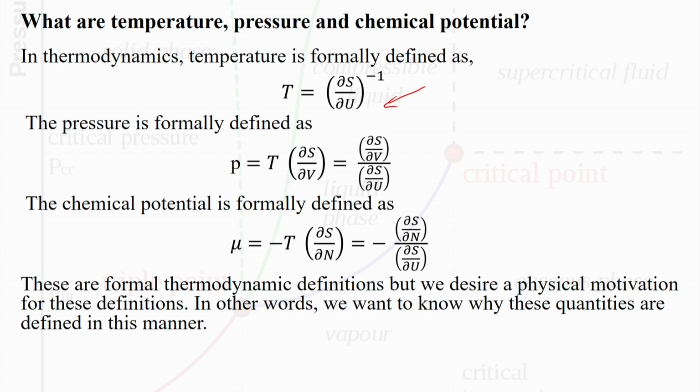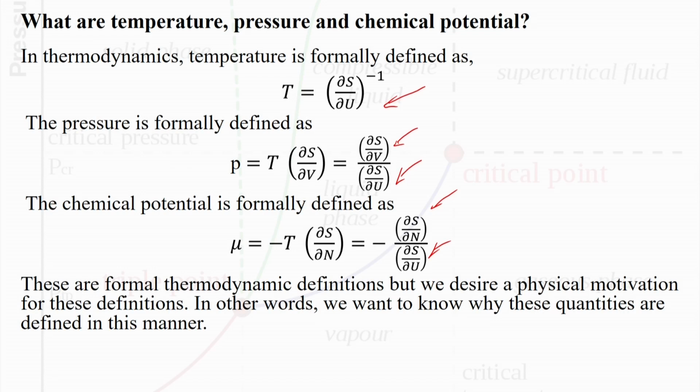So, pressure is similarly defined as the ratio of two slopes, that means the slope of the entropy versus volume and the slope of entropy versus internal energy. And similarly, chemical potential is defined in this way, as the ratio of the appropriate slopes of the entropy function. So, of course, this is a mathematical definition, it does not teach you anything about what it means physically.